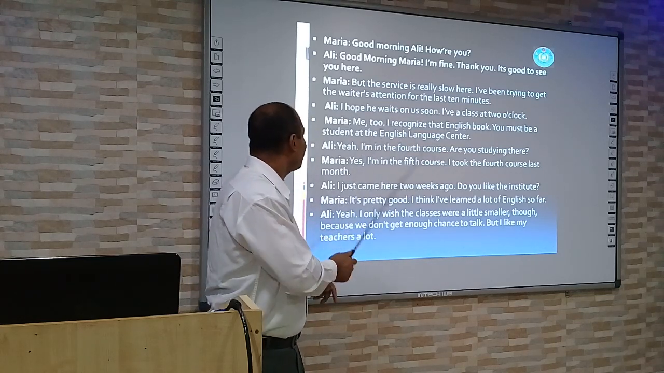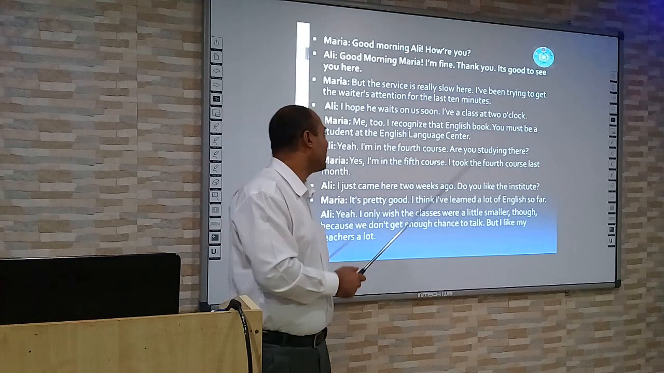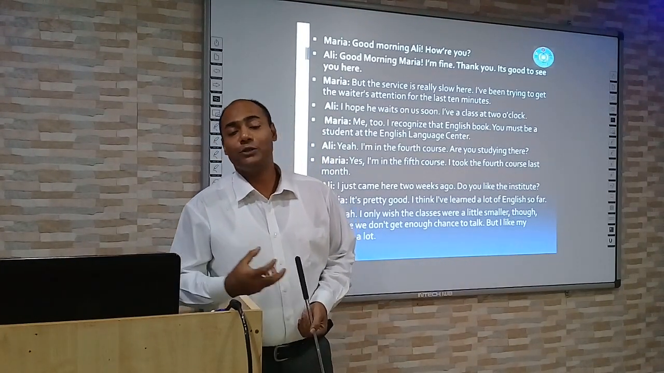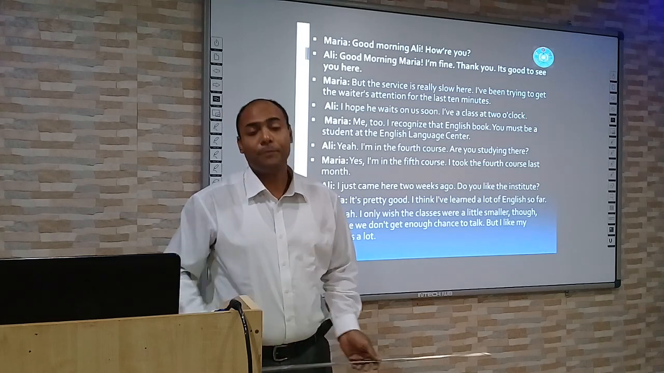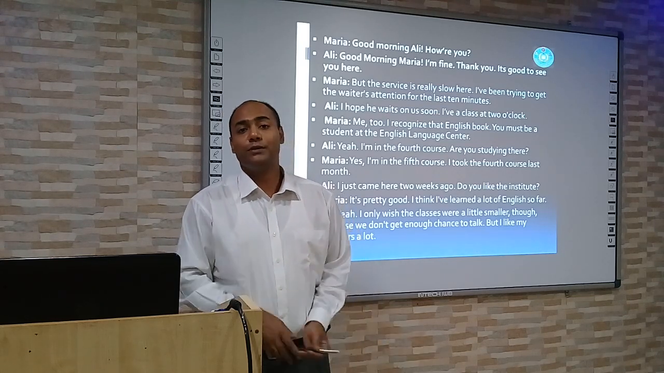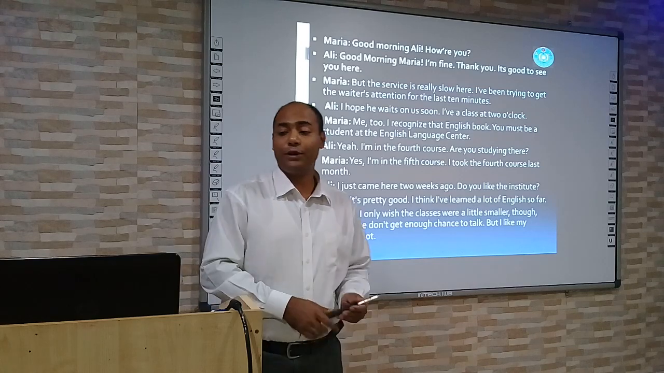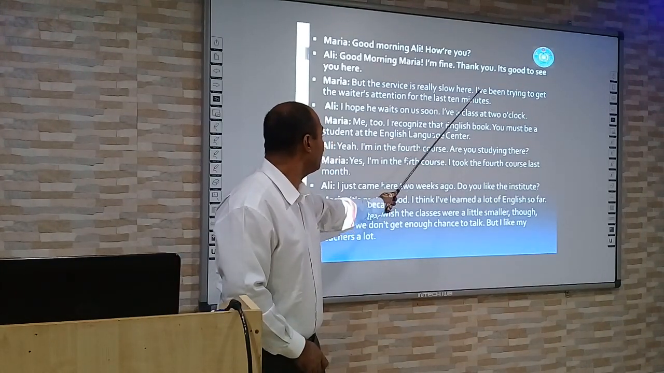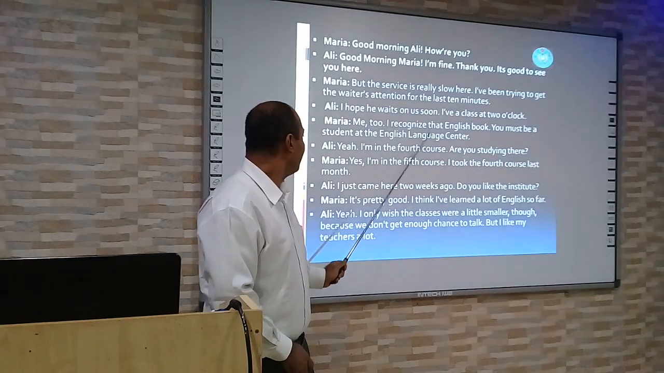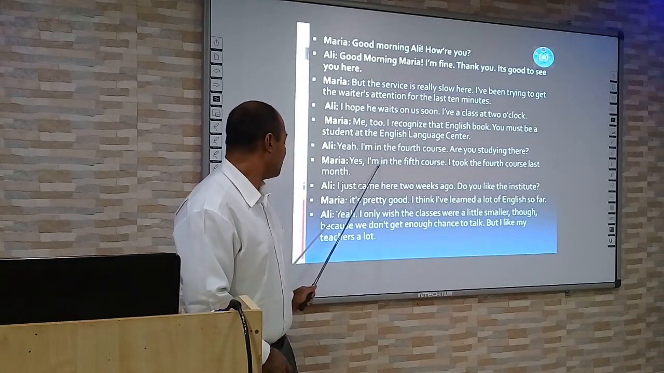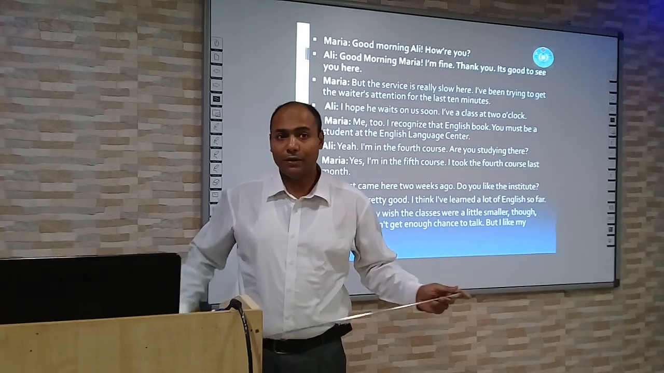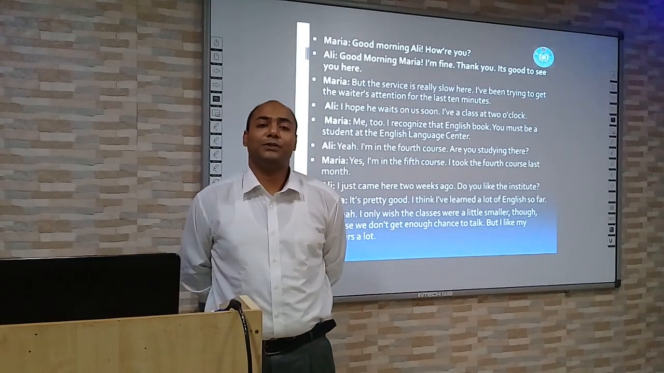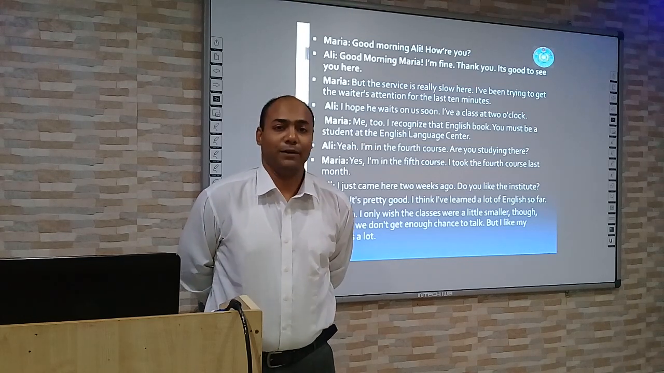So Ali in the next, I hope he waits on us soon. I have a class at 2 o'clock. In this situation, they are using short and small sentences. This way, we have to use simple and short sentences. They have used the contracted form here, here, and here. You see the short forms. And this way, if you write your dialogue, then you must get full credit, I must say.